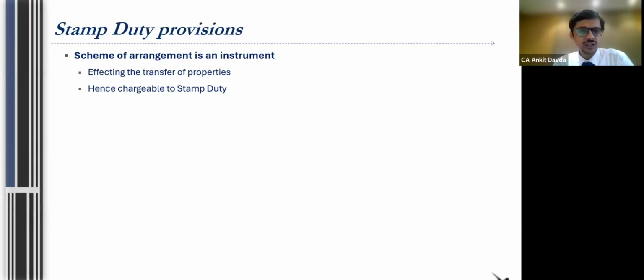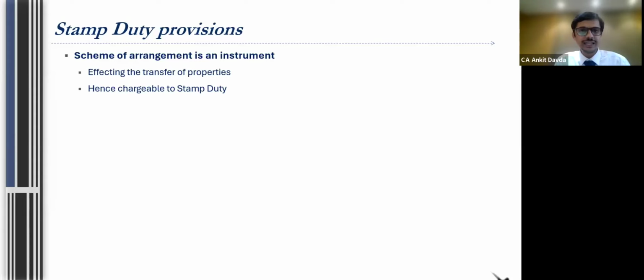Maybe stamp duty provisions quickly. As we initially discussed, a scheme of arrangement is a contractual document between companies and shareholders and creditors. So in that sense, it is an instrument as such term is defined under the stamp duty laws.